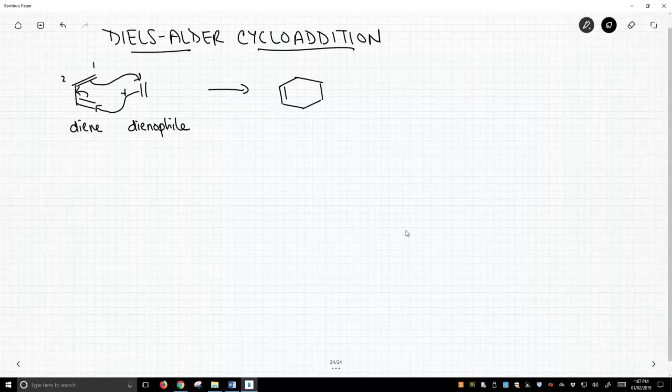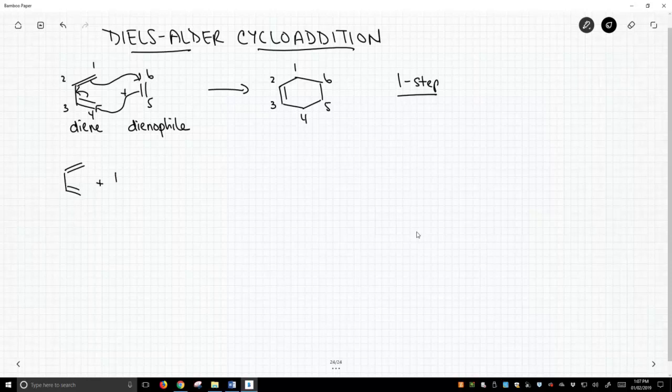This helps to number these carbons to keep track of where things are. And here's where the carbons end up in the product. So we get a cyclohexene product. This is a one-step reaction. There's no carbocation intermediate, no radical, no carbanion intermediate. So let's see some different examples of how these show up.